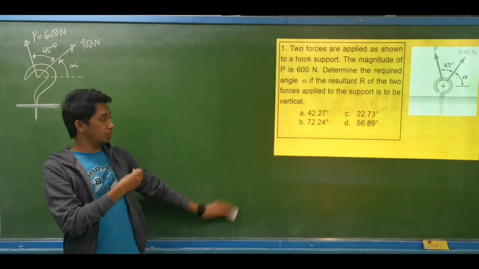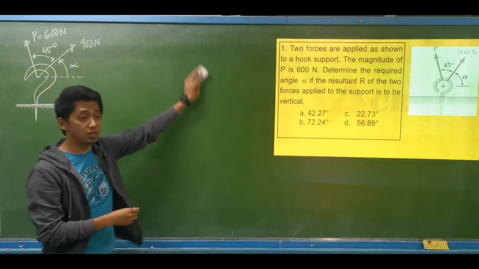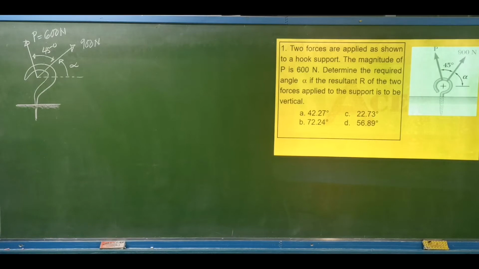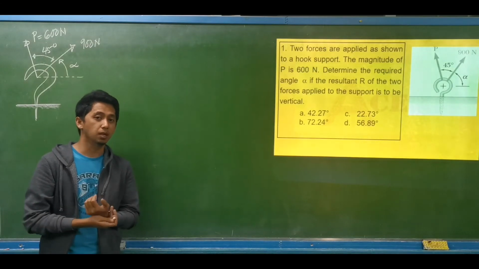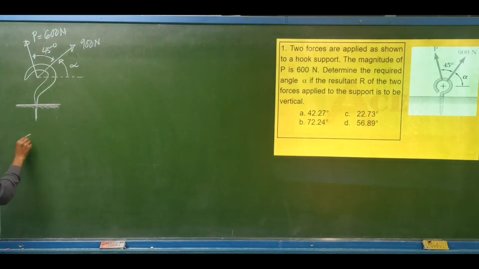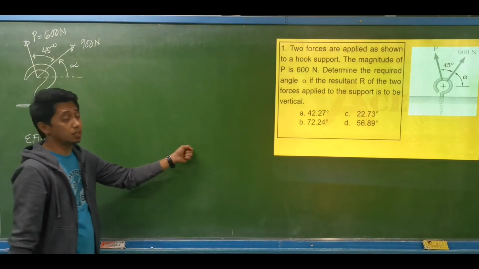I just have the other part of the engineering mechanics. This is statics. So usually for statics, we can solve problems using the three equations of equilibrium. That is, we have the summation of forces vertical equal to 0, summation of forces horizontal equal to 0, and the summation of moments equal to 0. So let's have this example.